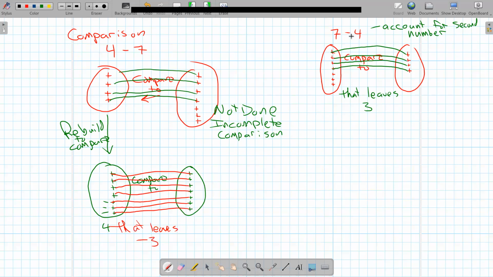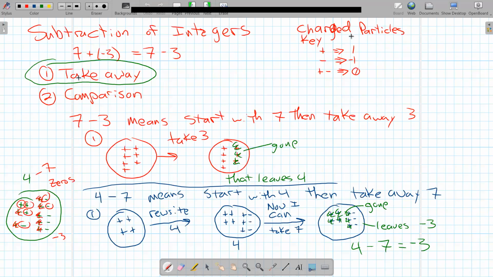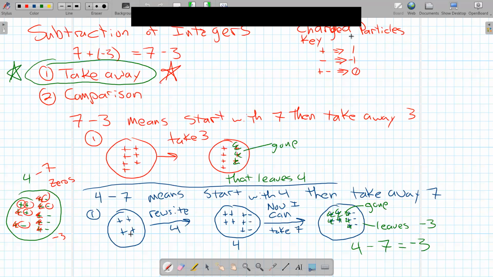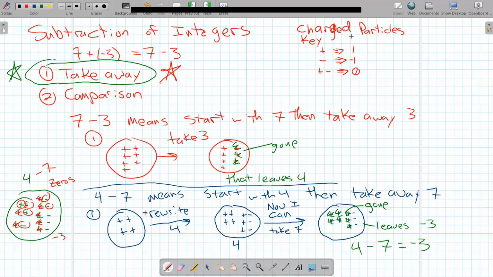So the comparison's a little weirder. I really like the takeaway with showing kids what it means to subtract integers. I think it's way easier to think about. But the comparison's kind of like the addition, where a lot of times with the addition, we had to rebuild, or we had to combine and get those zeros. And in this case, we definitely have to rebuild. But I think the rebuild makes more sense when we can say, hey, I don't have enough to take away. So the takeaway feels more intuitive to me. And I think that's true for most kids too. So that's the chip model or charged particle model for the subtraction of integers.